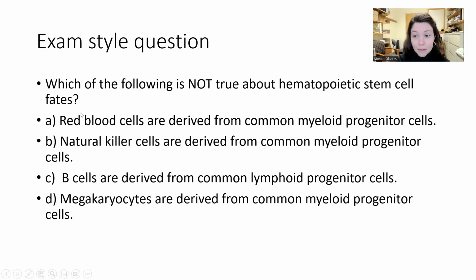Okay, so if you did remember the lymphoid, you could even write this on an exam if it helps you remember things. You can write out the common lymphoid progenitors are B cells, T cells, and natural killer cells. So then, red blood cells are derived from the myeloid progenitor. Yes. Natural killer cells are derived from the myeloid progenitor. No. B cells are derived from the lymphoid progenitor. Yes. Megakaryocytes are derived from the common myeloid. Yes. So then B is the only incorrect one.